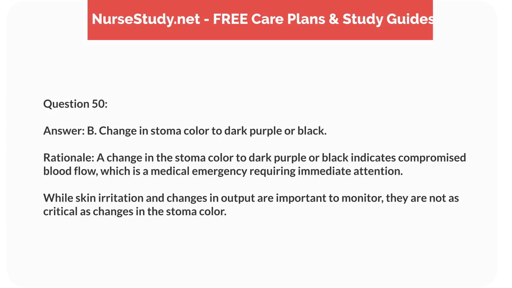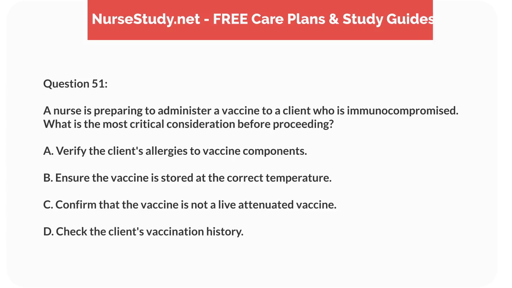Rationale: a change in the stoma color to dark purple or black indicates compromised blood flow, which is a medical emergency requiring immediate attention. While skin irritation and changes in output are important to monitor, they are not as critical as changes in the stoma color. Question 51. A nurse is preparing to administer a vaccine to a client who is immunocompromised.